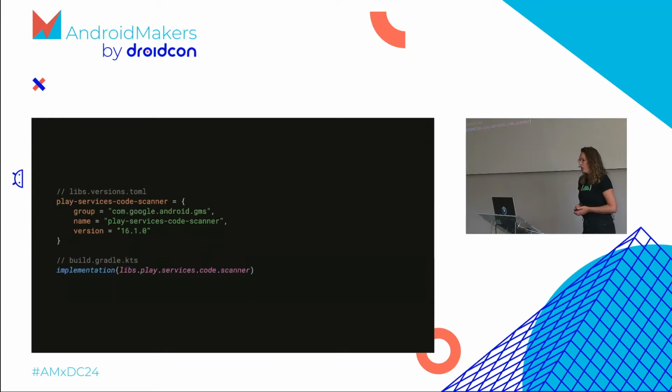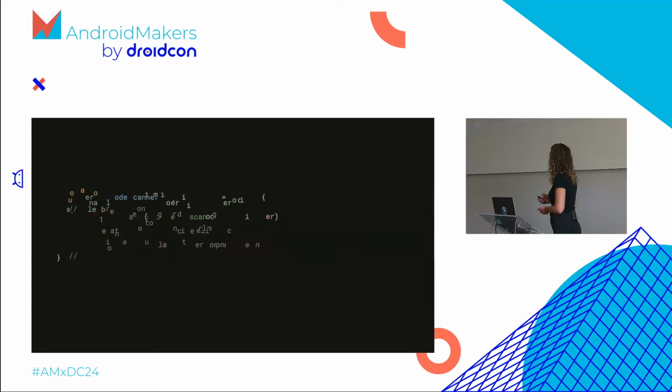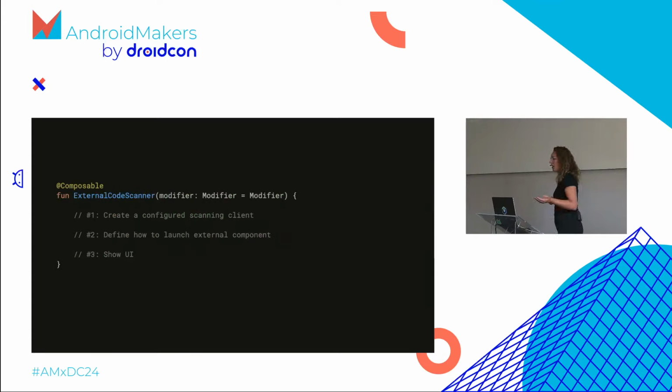So how do we do that? Well, we add a dependency, in this case, on that code scanner. So we need to add that MLKit dependency. And then same 3 steps-ish, except for the fact that now we're not working with a URI or anything. In this case, we need to create a configured scanning client. But again, then we define how to launch it, and then we show the UI. So a lot of it is quite similar.